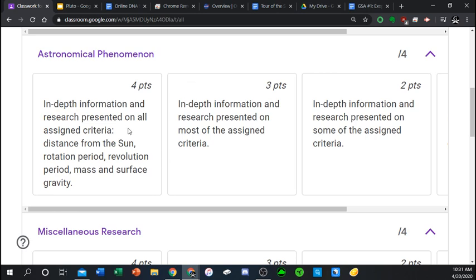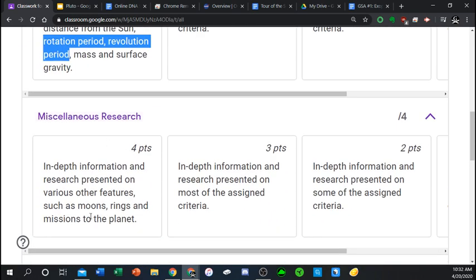Astronomical phenomenon. Distance from the sun, rotation period, revolution period, mass and surface gravity. These two could probably be put together: rotation period and revolution period. So if you're making slides, you can talk about distance from the sun, you can compare it to the earth, you can talk about light minutes, how many light minutes it is away. And then on the next slide you can talk about how fast it spins on its axis, how long a year is together, and then mass and surface gravity. How much mass does it have? How much surface gravity does it have? How fast does something fall if you drop it?